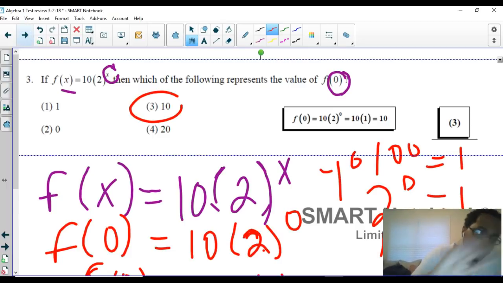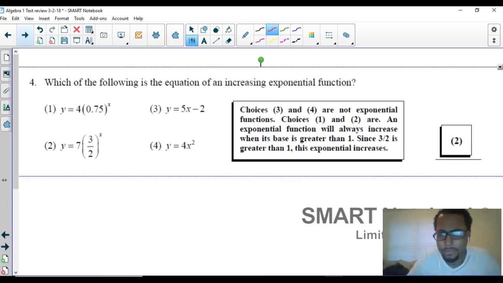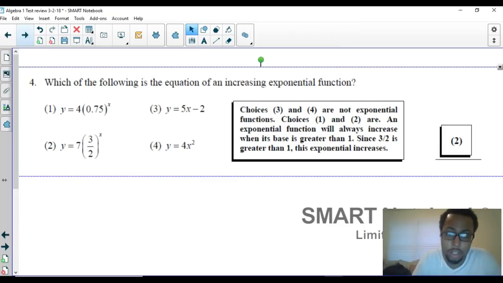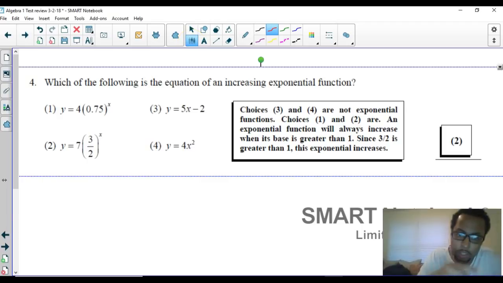Okay. Question number 4. Which of the following is the equation of an increasing exponential function? Okay, first couple of things. We have to understand what an exponential function is. An exponential function clearly is going to be dealing with exponents. So we can eliminate 3, because that's not an exponential function. That's a linear function.